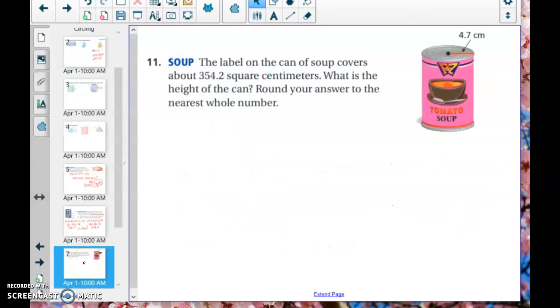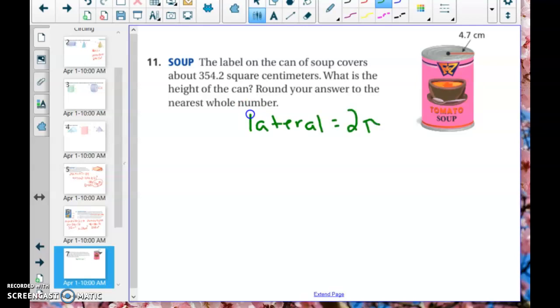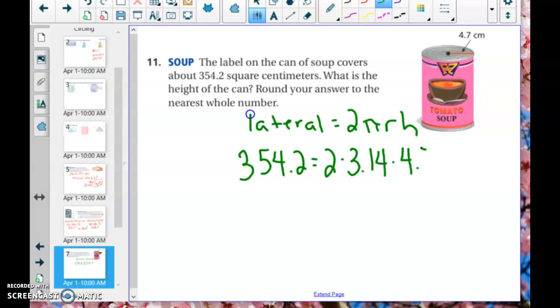All right, question number 11 says the label on the can of soup covers about 354.2 square centimeters. What is the height of the can? Round your answer to the nearest whole number. Well, if we're talking about the label, that you know is lateral, and that formula is 2 pi RH. Well, I know my lateral is this. I know it's 2 times 3.14 times the radius which they give me times height, and that's what I need to find. So I'm going to multiply all of these numbers together first. 2 times 3.14 times 4.7.